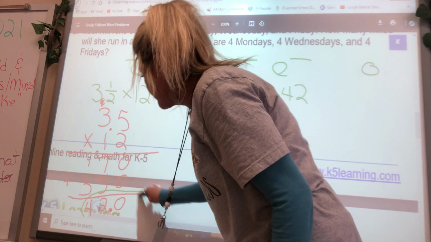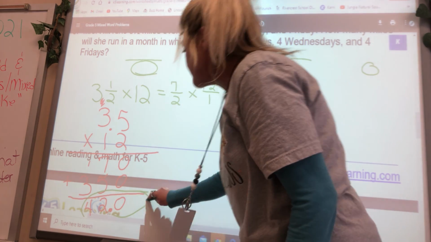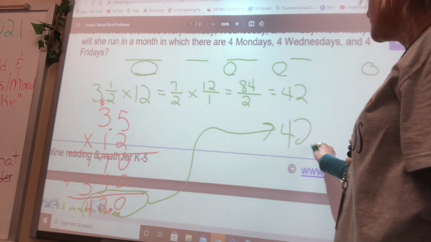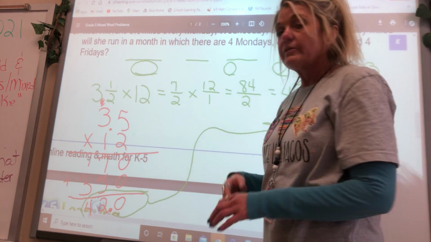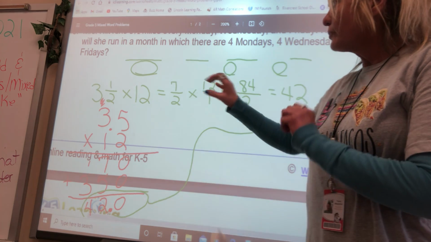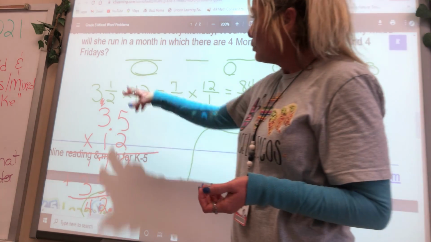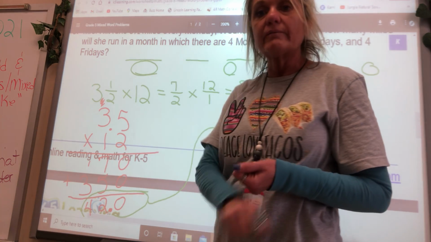So it doesn't matter if you want to work with it as a decimal or as a fraction, you're still going to get 42. So whichever works best for you. If you work better with fractions, then do it this way. If you work better with decimals, remember that 1/2 can be written as 0.5.